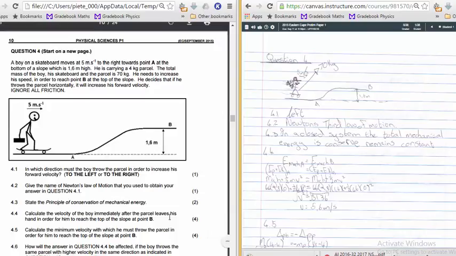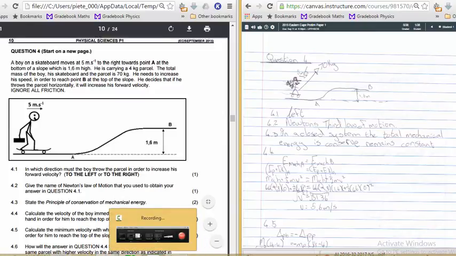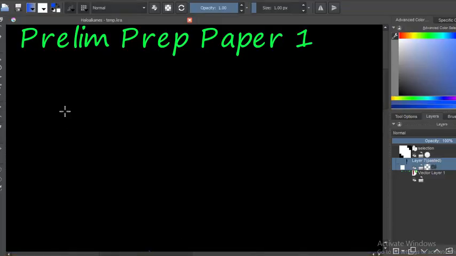Especially because here in question 4.4, they tell you to calculate the velocity of the boy immediately after the parcel leaves his hand. So there's a before and an after in this question, and there's a change in mass specifically here. So let me do that. We have momentum before equals momentum after.